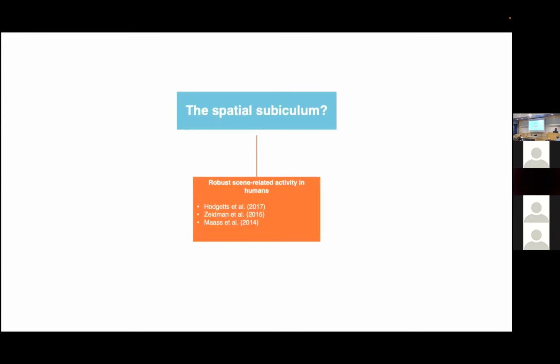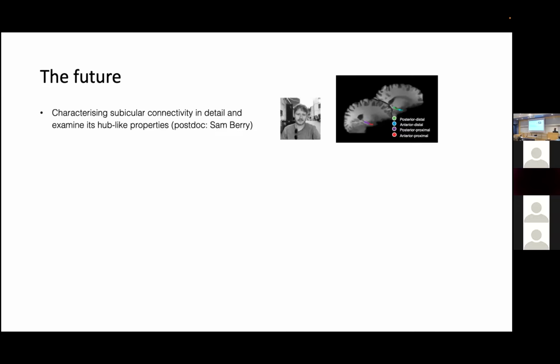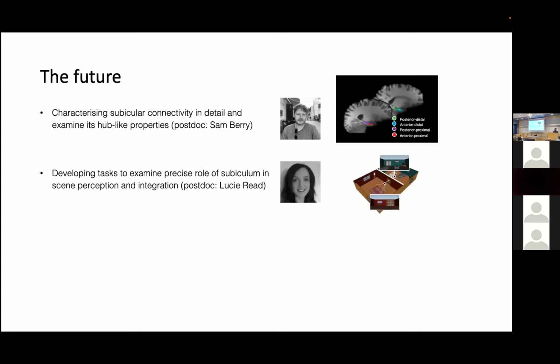I'll skip over this because there's a lot of detail. But there are lots of different questions to be answered, and that's what we're starting to do now. I've got a new postdoc, Sam Berry, whose background is more in functional anatomical connectivity, and he's just started a project trying to characterize subicular connectivity using high resolution diffusion MRI data, and also examining, using graph theory, whether the subiculum acts as a hub within this extended network.